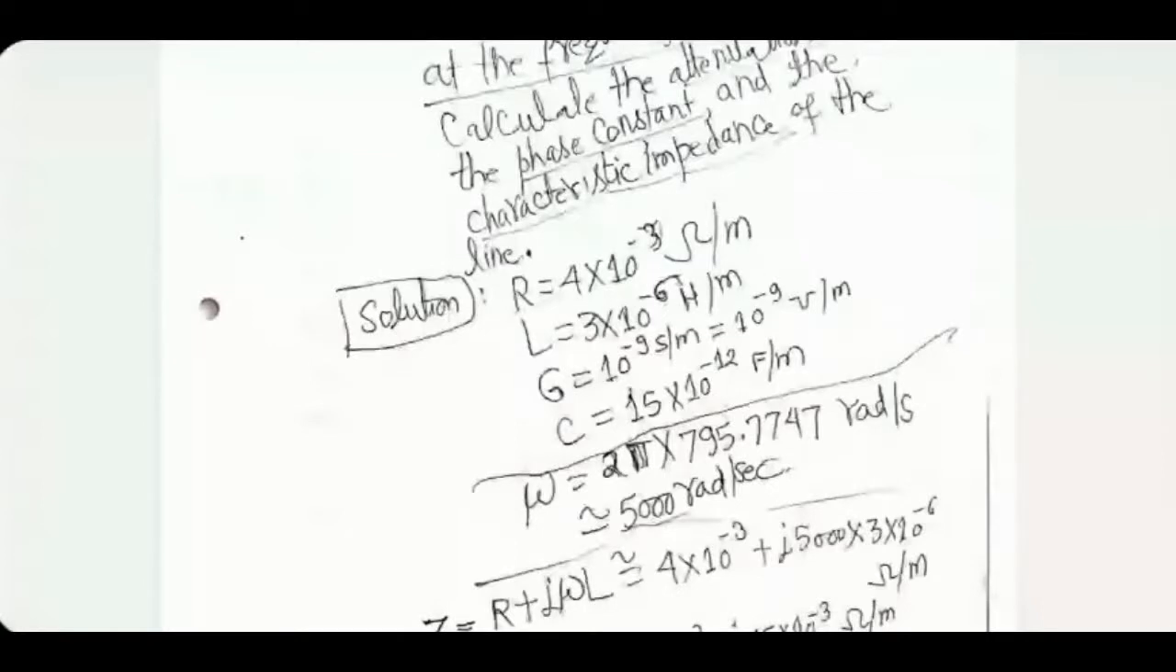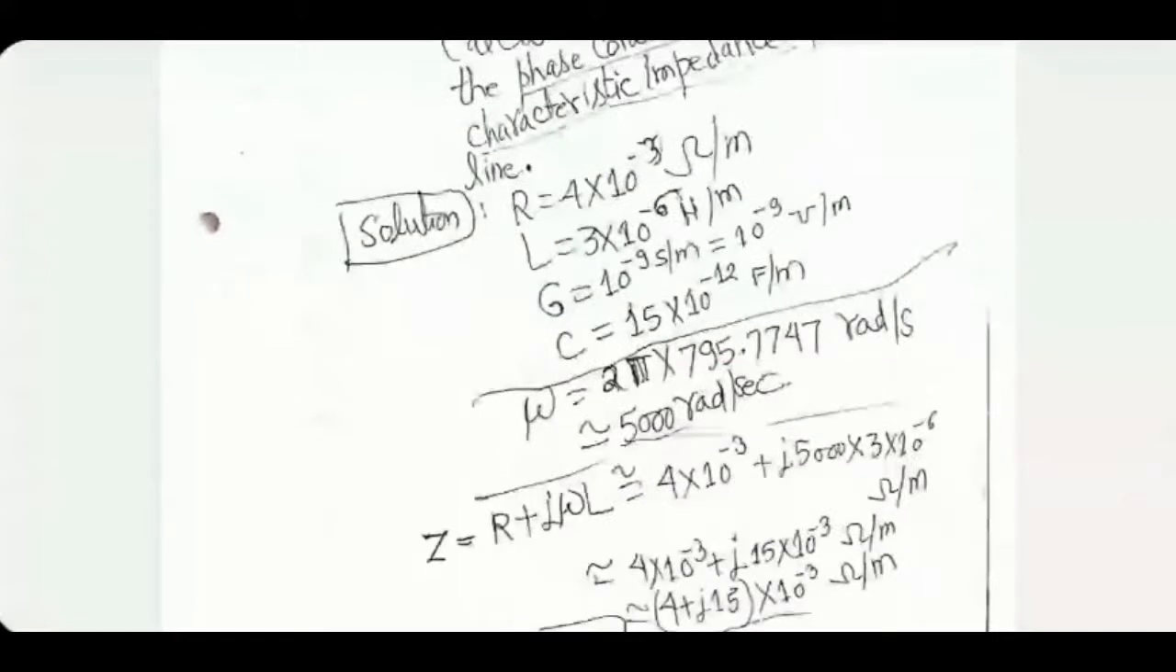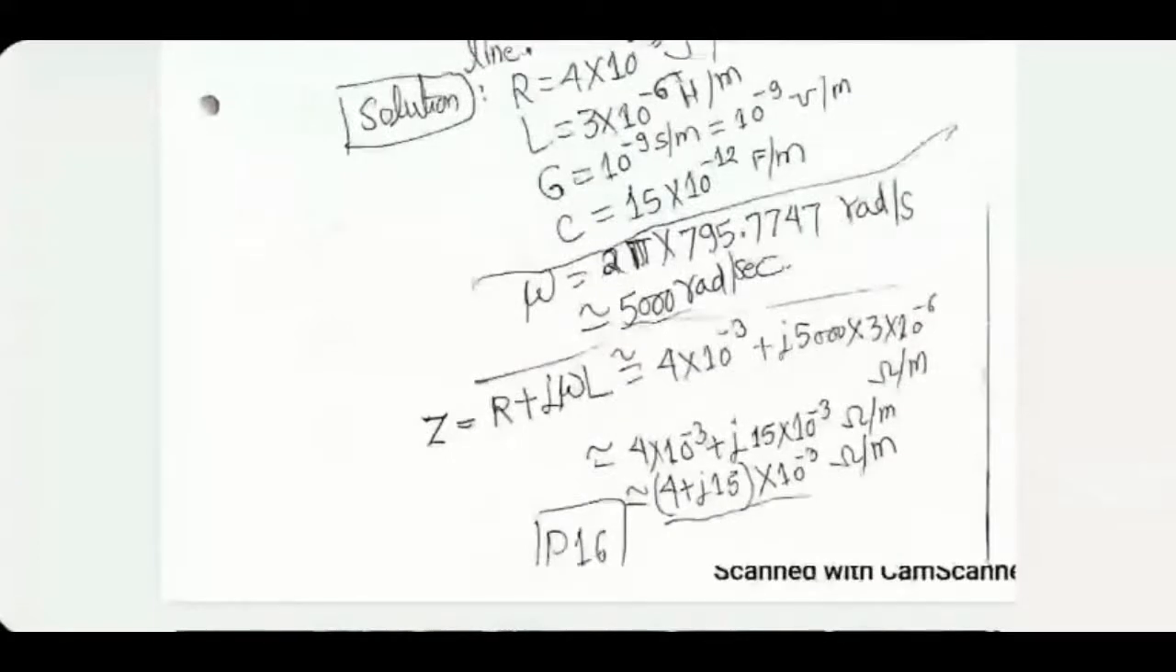So first thing is to calculate Z, R plus j omega L. It is better to work in polar system in such problems. That helps in avoiding mistakes. R has been plugged in. j omega L has been plugged in. You can double check my calculations. We get 4 plus j15 multiplied by 10 raised to the power minus 3 ohm per meter as the value of Z.